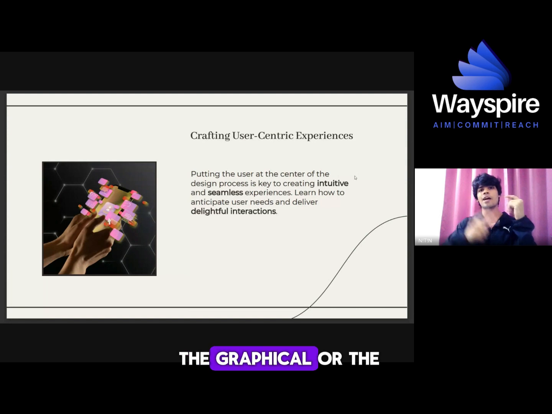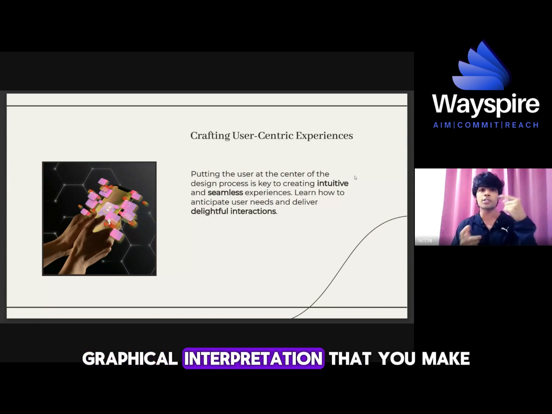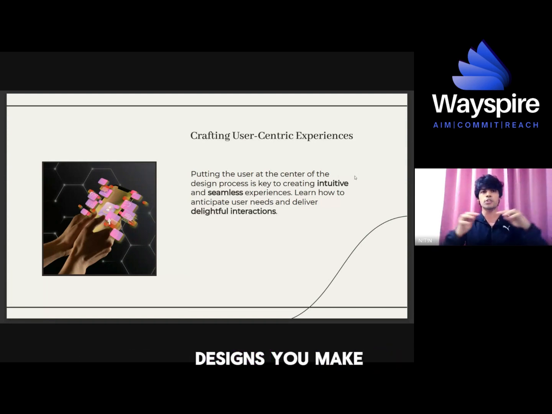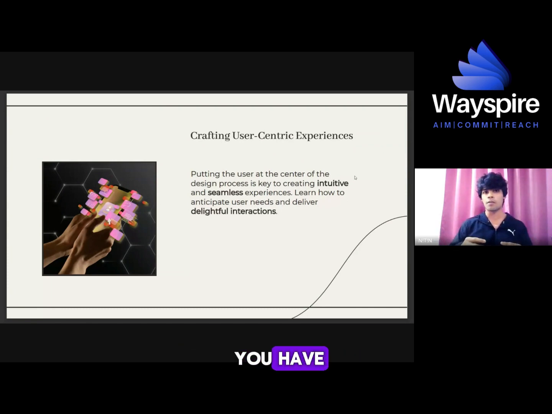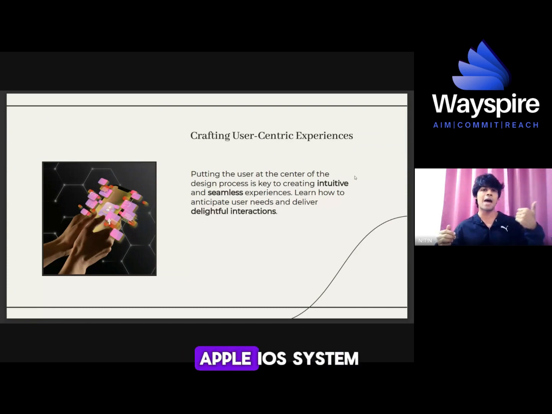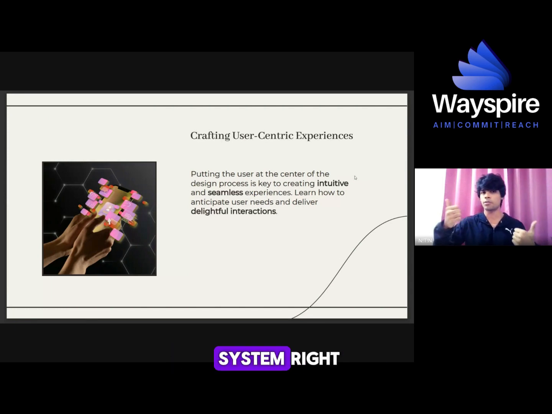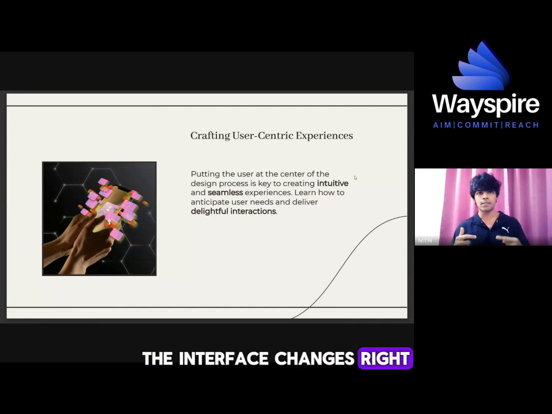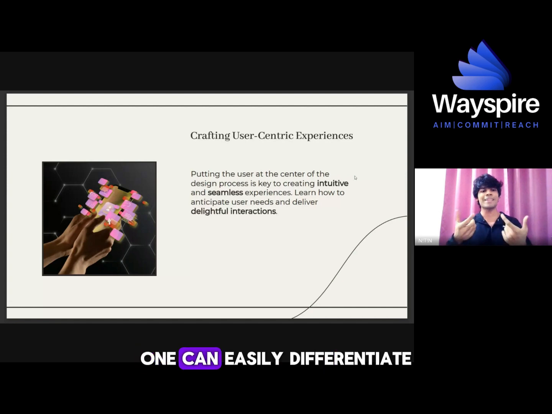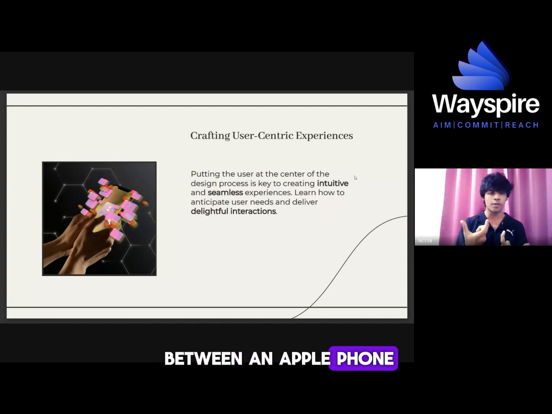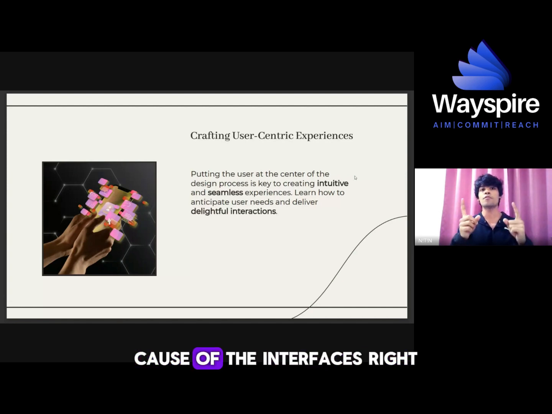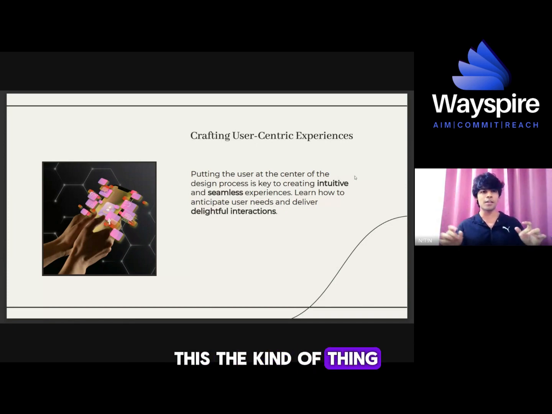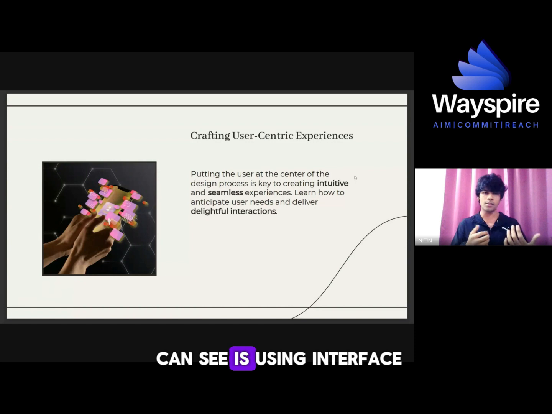UI is nothing but the graphical interpretation that you make, or the kind of designs you make, for example, on Instagram, right? The overall interface that you have, like on different phones, like we have this Apple iOS system, then we have Android system, right? The interface changes, right? The interface differs. One can easily differentiate between an Apple phone and a Samsung phone, right? Because of the interfaces, right? So whatever visually you can see is user interface.